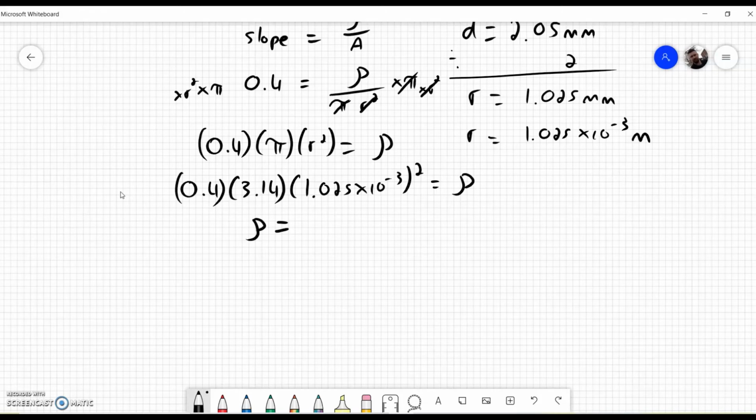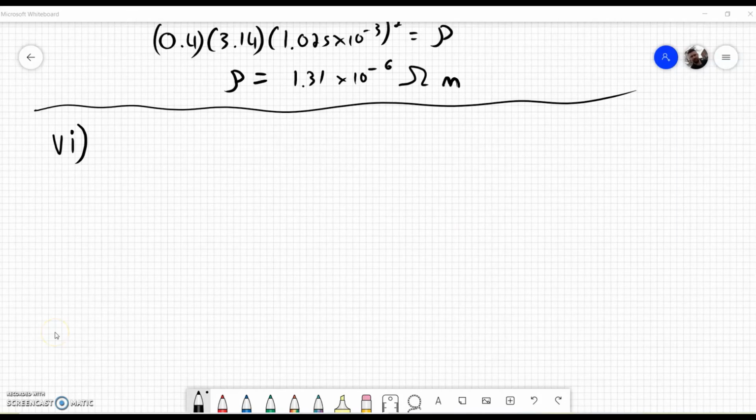So that's 0.4 multiplied by 3.14 multiplied by 1.025 by 10 to the minus 3 squared. That gives me a final value of 1.31 multiplied by 10 to the minus 6 ohm meters.